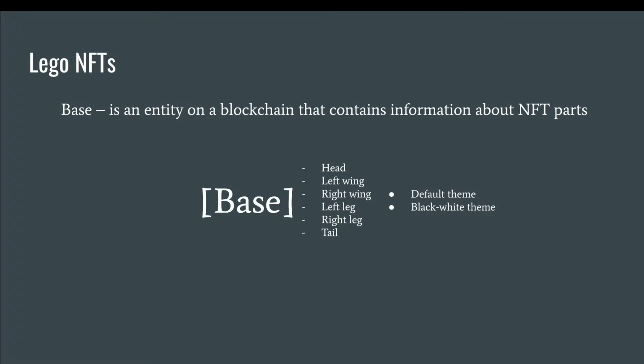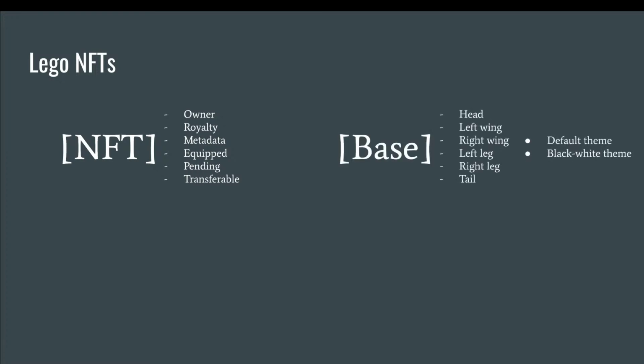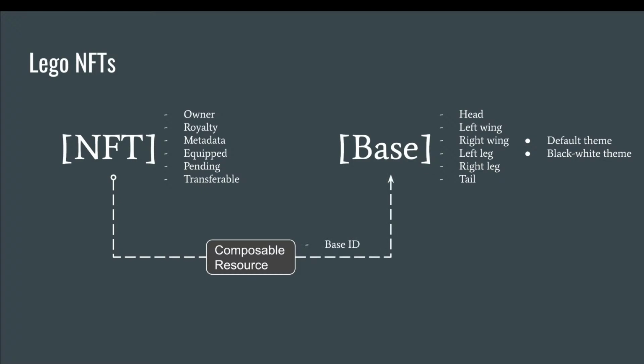So, what steps should we take to create a composable NFT? We shall create a collection and mint an NFT, of course. Then, we shall create a base containing parts and themes. Actually, a base might be created by another user, but we will create it by one user for simplicity. Now we can assign the created base to our NFT. Since we are controlling the collection with our accounts, we can add the composable resource containing the base ID to our NFT. Here we go. The NFT is a bird now.